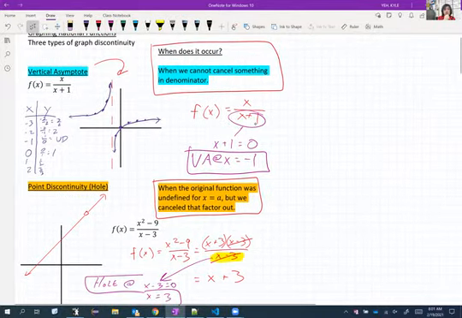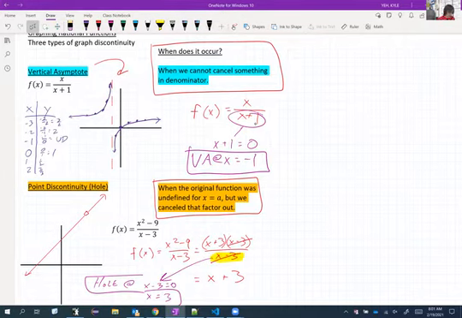Vertical asymptote was when we couldn't cancel anything out. We had that x plus 1 still left in the denominator. That causes a vertical asymptote. If we can cancel a factor out, it will cause a hole in the graph or a point discontinuity.